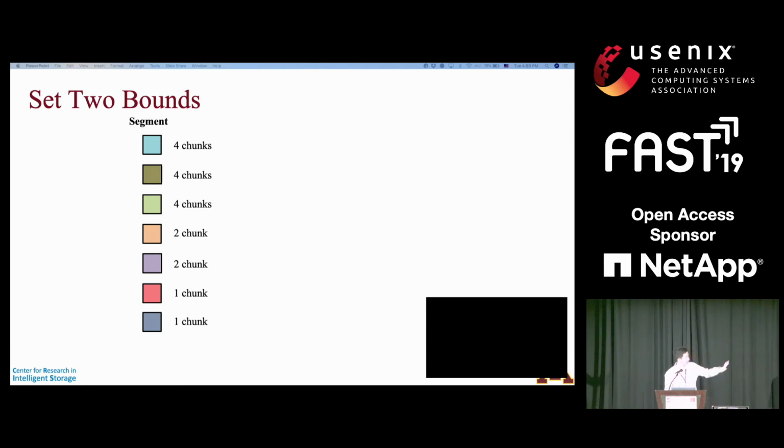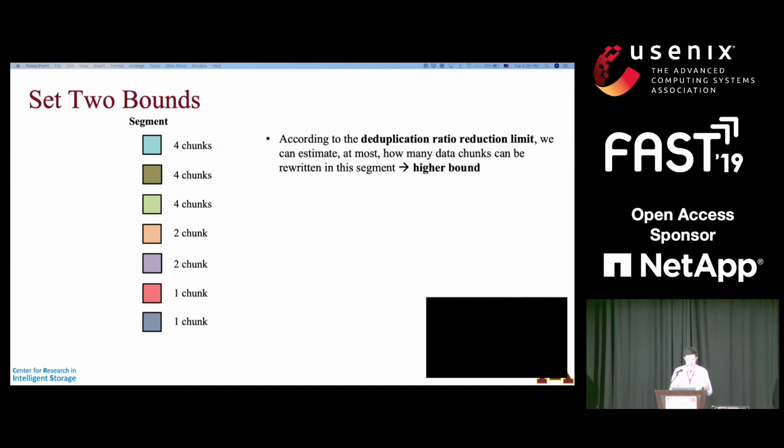Like in this example, we have 7 containers referencing one segment. And then maybe the user said, okay, I can tolerate at most 3% of the deduplication ratio reduction. According to this ratio, we can estimate how many chunks can be rewritten at most in each segment. We have that number, then we can calculate that's the higher bound of the threshold. We cannot rewrite more than this threshold.